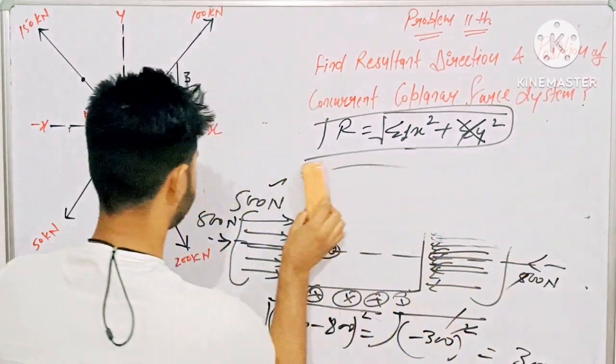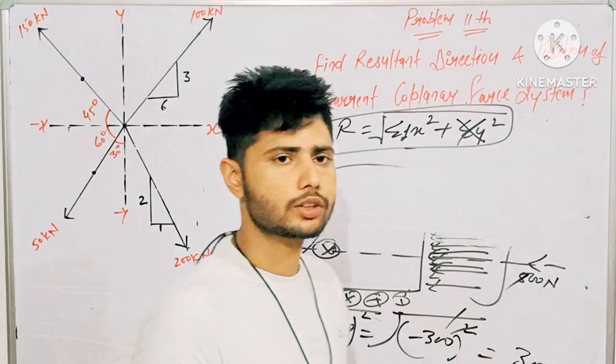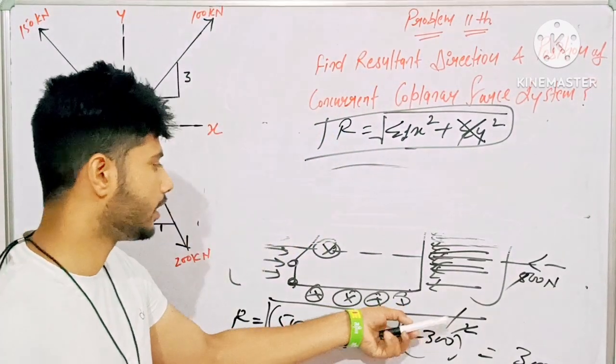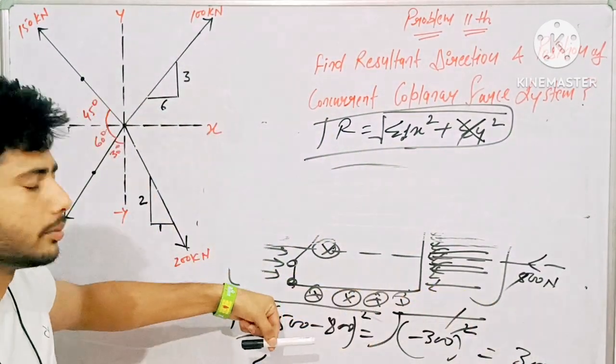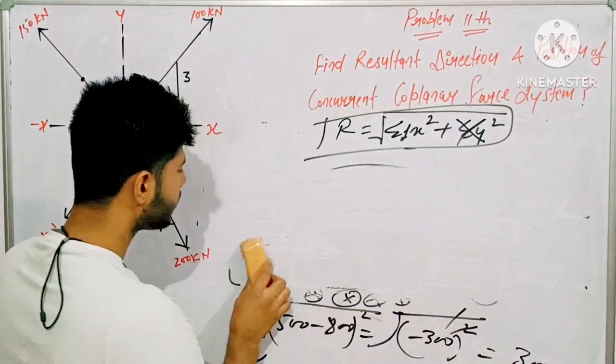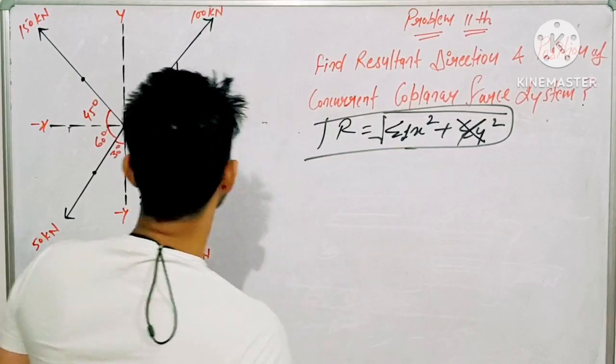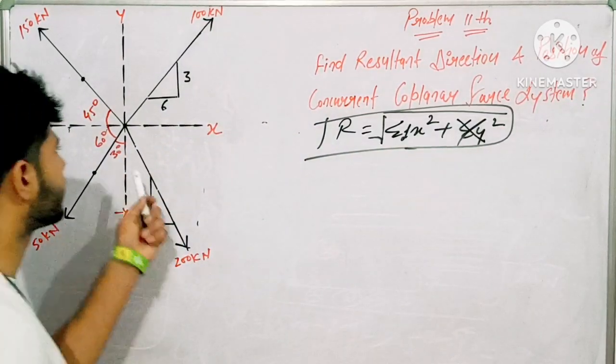Next, what is the direction of the resultant? Here this car is moving in the forward direction, along the x-axis, which means your angle remains 0 degrees. In the other case, you can take this example directly.